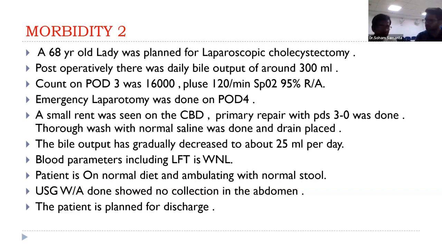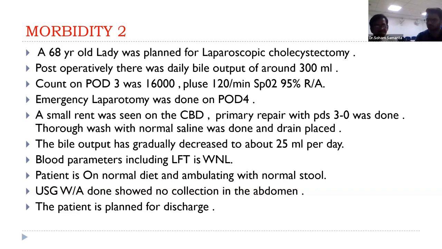When you repaired, you said the bile will gradually decrease to 25 ml. What happened in the initial post-op days? How much bile was draining? Around 100 ml, for 3-4 days. Sir, initially on POD1, there was bile of around 300 ml in the bag. Gradually it decreased, but the patient was gradually becoming worse. The abdomen became distended, and the pulse rate was continuously on the higher side. So we did a USG whole abdomen. It showed collection. So we decided for an emergency laparotomy.